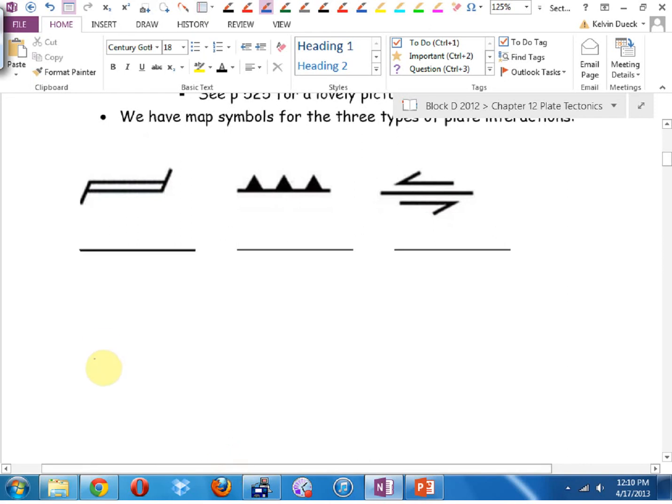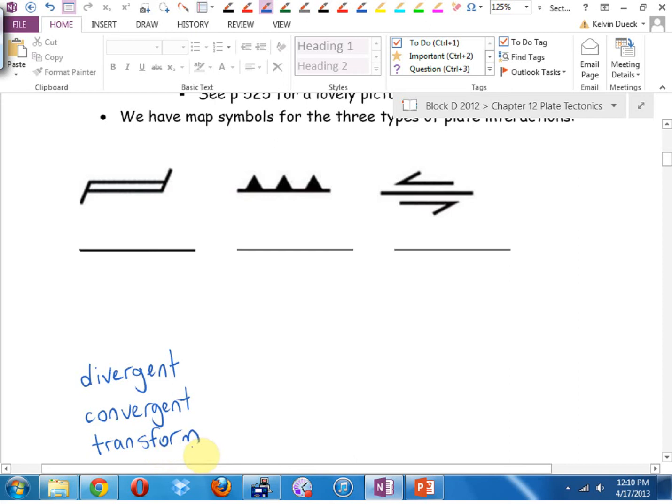Now remember, the 3 types were divergent, convergent, transform. Divergent, they slide apart. Convergent, they get pushed together. Transform, they slide side by side. There are symbols for each of these. And here's how you can remember them.